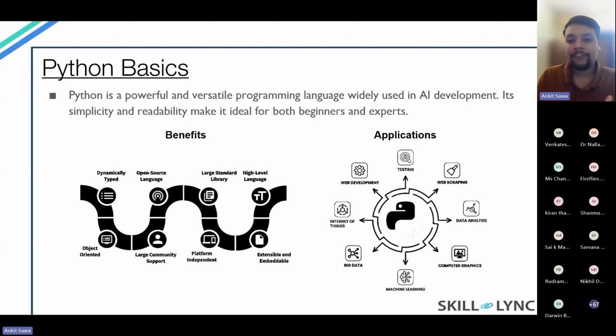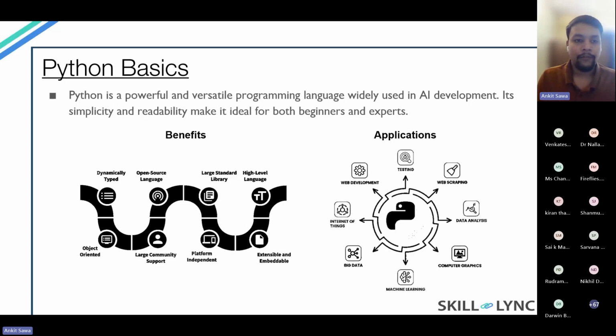Some top applications that you see for Python are web scraping, which is getting information from the internet, data analysis, and computer graphics. Design actually makes a lot of use of Python today. Also machine learning, big data, Internet of Things, and web development.